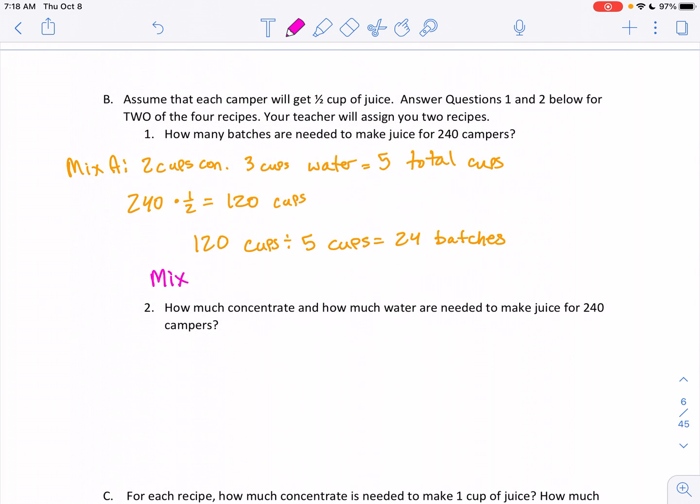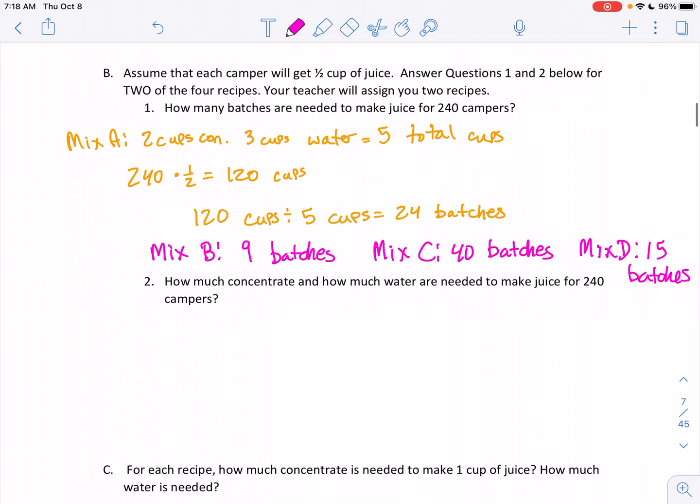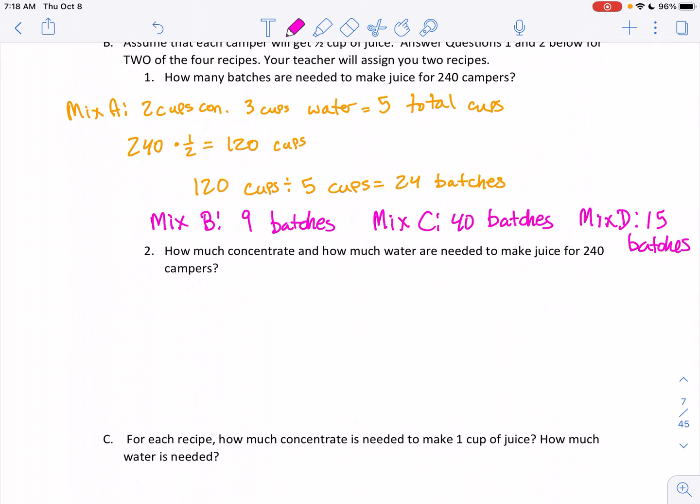Mix B would be 9 batches. Mix C, 40 batches. And mix D, 15 batches. Okay, so then for part 2, how much concentrate and how much water are needed to make juice for your 240 campers? So go ahead and pause, and based on your 2 mixes that you chose, go ahead and figure that out now.